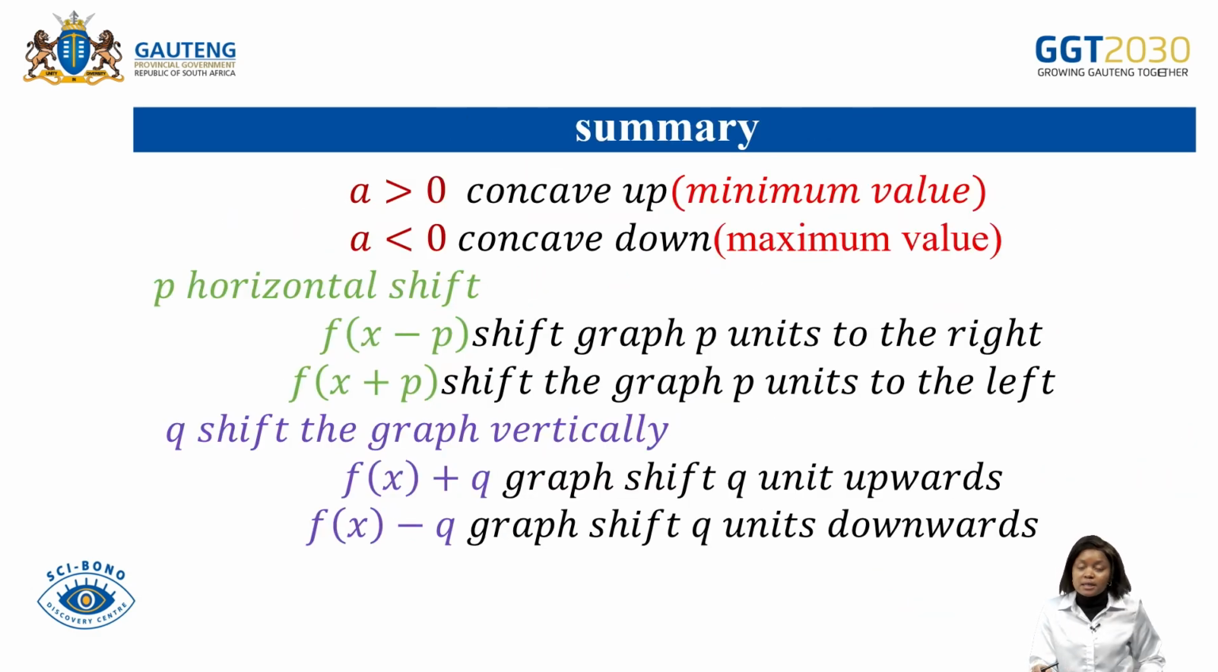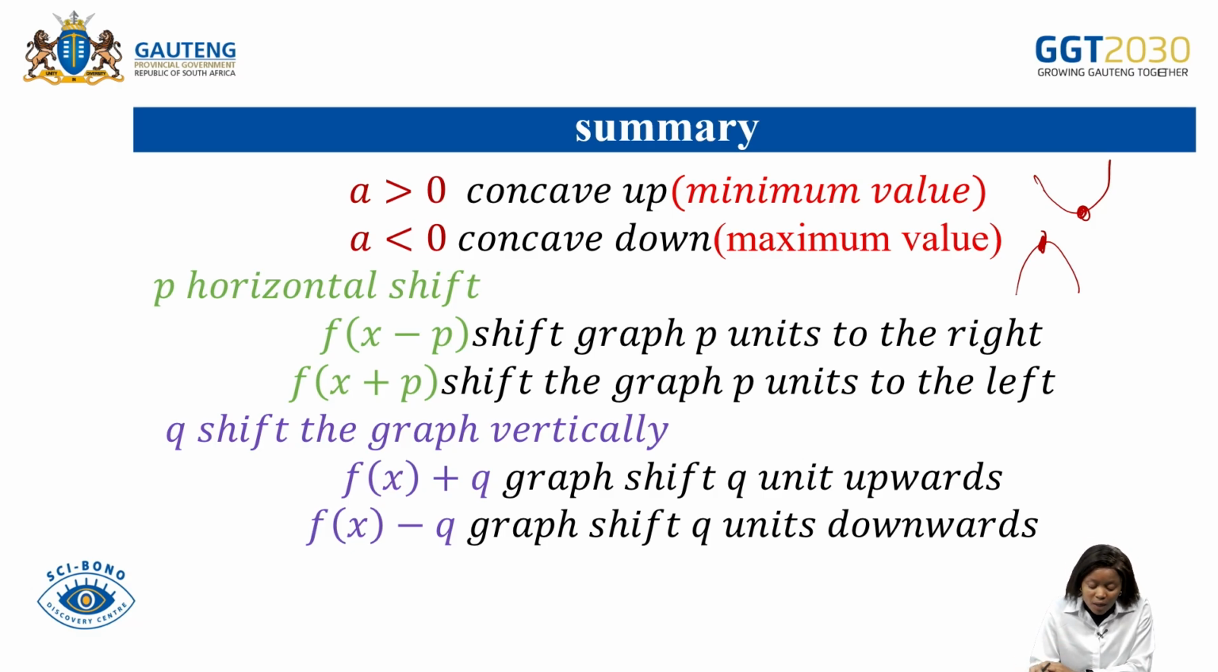So in summary, what you should have learned today in this lesson: if a is greater than 0, your graph is going to concave up like this. As a result, you are going to have a minimum value. And if a is less than 0, your graph is going to concave down, giving you a maximum value, right? And for you to sketch your graph, you need to know the shape, you need to find the x-intercept, you need to find the y-intercept.